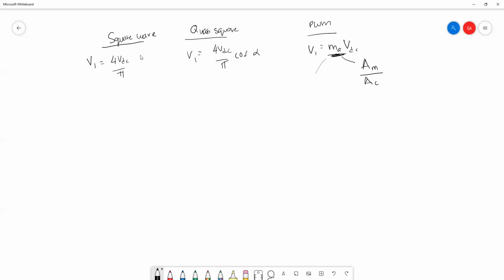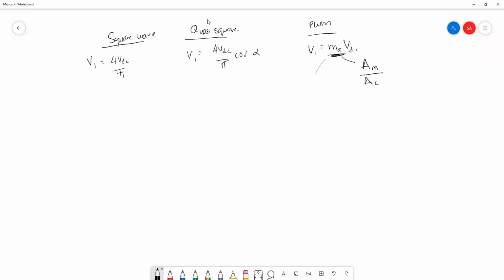So that is the first comparison. For the square and quasi square wave, you still can vary V1 if you vary the VDC, but it is very impractical. For example, if your DC source is a battery or fuel cell, it is not easy to control or vary the output voltage of the battery or the fuel cell. So that is the first comparison.